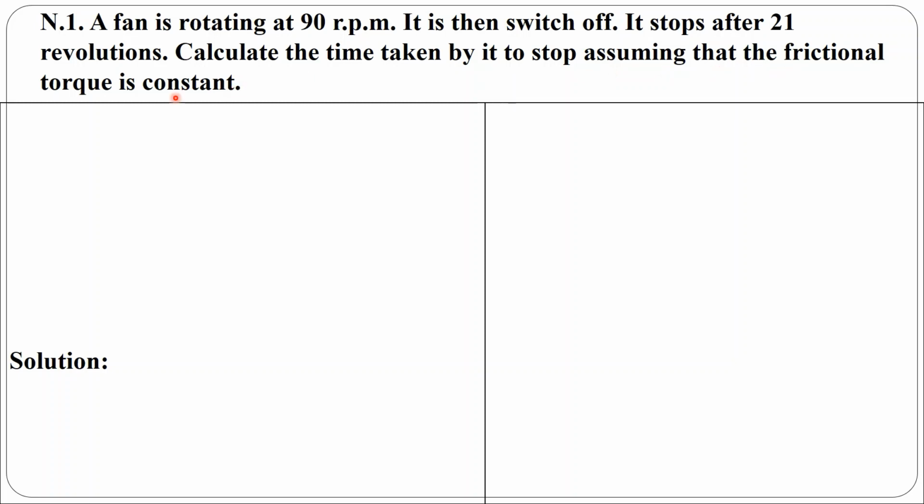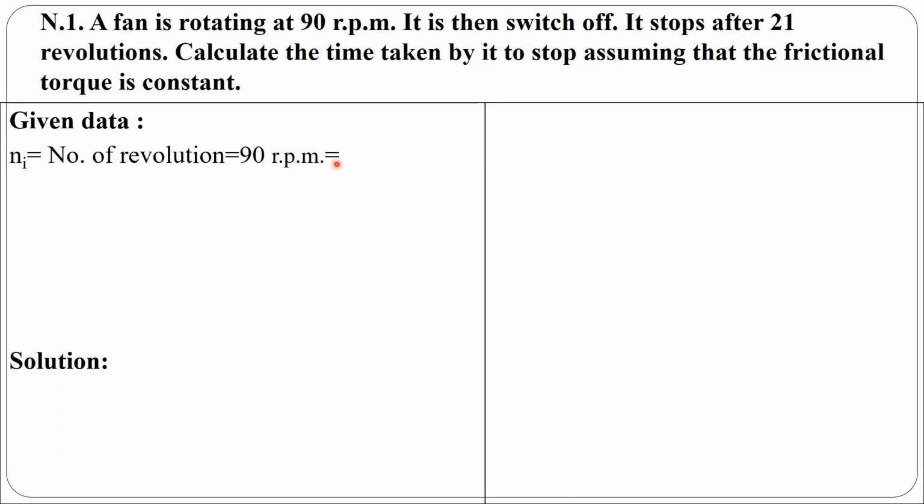So we are given that a fan is rotating at 90 rpm, then it is switched off, and after 21 revolutions the fan completely stops. So we have to calculate the time for the fan to stop. Let's start with the given data. First, the fan is rotating at 90 rpm. The value given is the initial number of revolutions, that is 90 rpm.